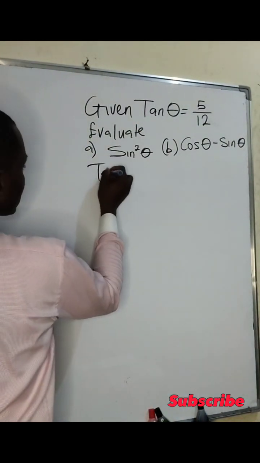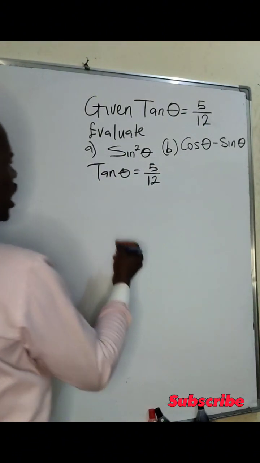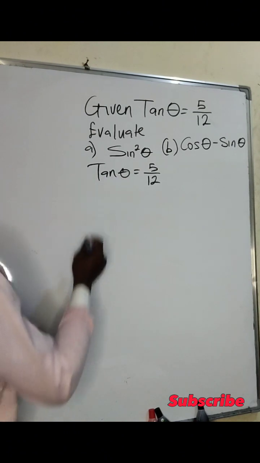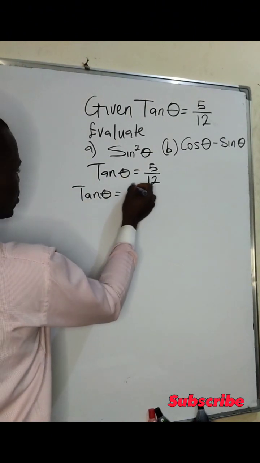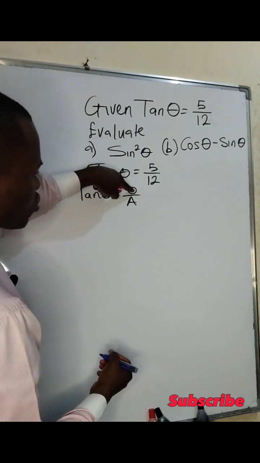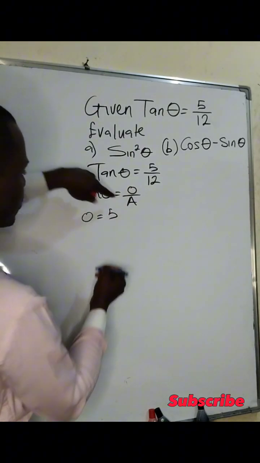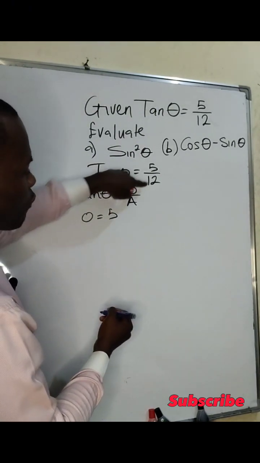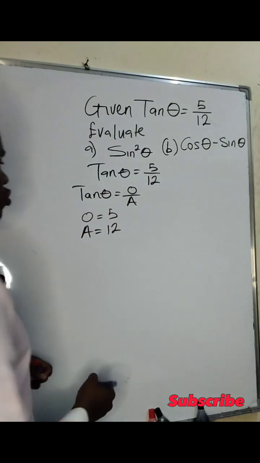Let's simplify. We have tan theta to be 5 over 12. And we know the trigonometric identity of tan theta. That is, tan theta is opposite over adjacent. That shows us that 5 is our opposite, so O is equal to 5, and the denominator 12 is our adjacent. So A is our adjacent, 12.